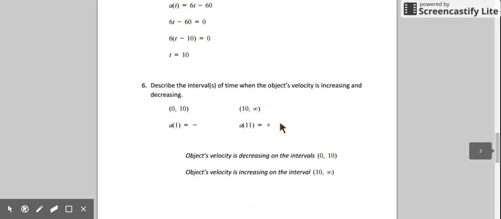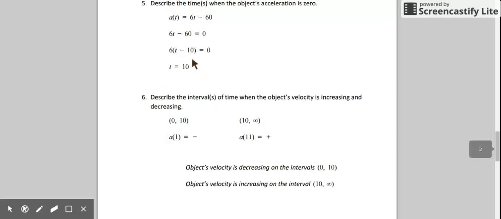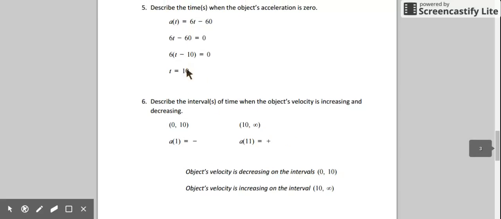We can use that information to determine when our velocity was increasing or decreasing. So if our velocity is increasing or decreasing, we are accelerating in a given direction. If our acceleration is negative, then we would be decreasing our velocity. And if our acceleration was positive, we must have been increasing our velocity. So since we found our zeros of our acceleration function to be at 10, we can set up intervals around that value and then test values on those intervals using our acceleration function.